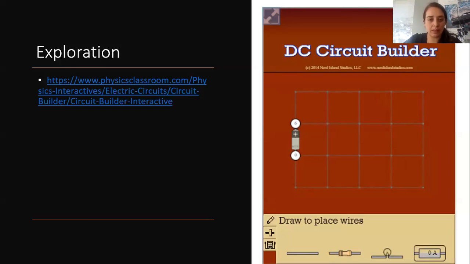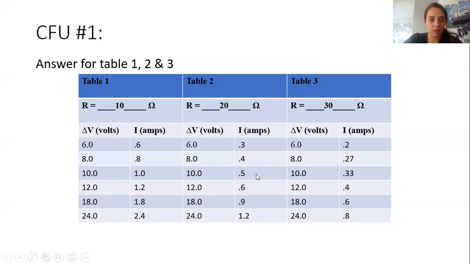Okay, you should be done by now. So let's go over some answers. So our first check for understanding is, I have here the answers for all of the tables, table 1, 2, and 3. The reason why I'm giving this to you is I want to make sure that you were able to answer each one of these tables properly, because the next questions where we're drawing our conclusions are heavily based on this. So I just want to make sure that we're all on the same page.